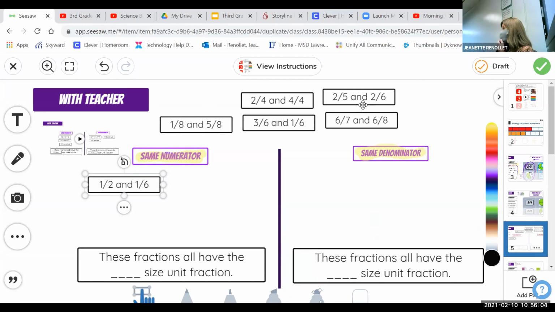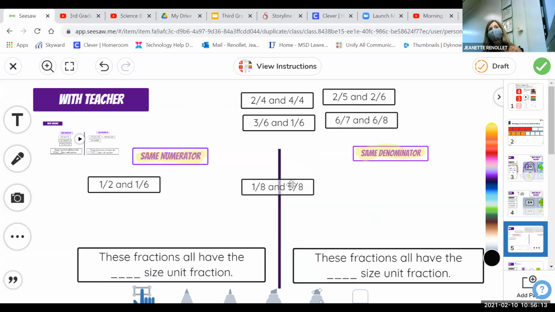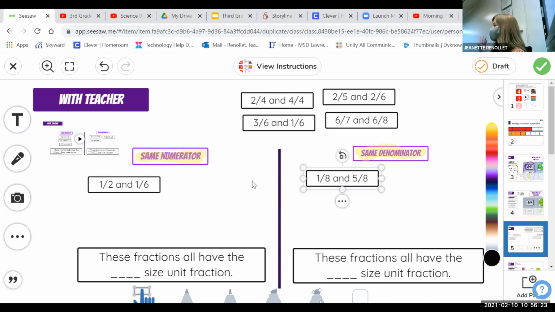Denominator. Okay, 4 and 4. Okay. Good. Pick another one. 1/8 and 5/8 have the same denominator. Well done reading them correctly and giving me an explanation. Put it there. Who else has one to share out?